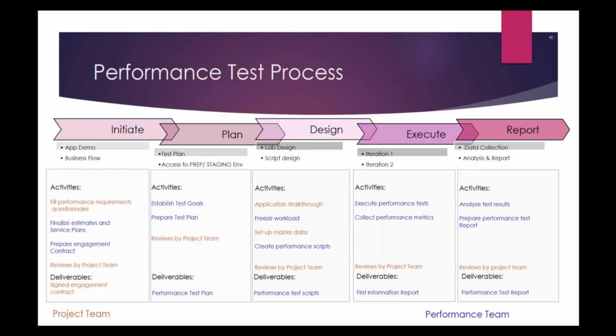The performance test process is divided into many phases, namely initiation phase, planning phase, designing phase, execution phase, and reporting phase. As you can see on the screen, the activities and deliverables highlighted in orange color in each phase are to be taken care of by the project team. The activities and deliverables mentioned in blue color are the responsibilities of the performance testing team. I suggest you pause the video for a minute or 2 to understand each team's deliverables and their roles.